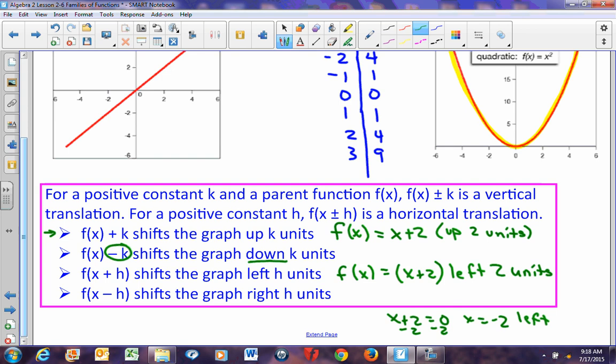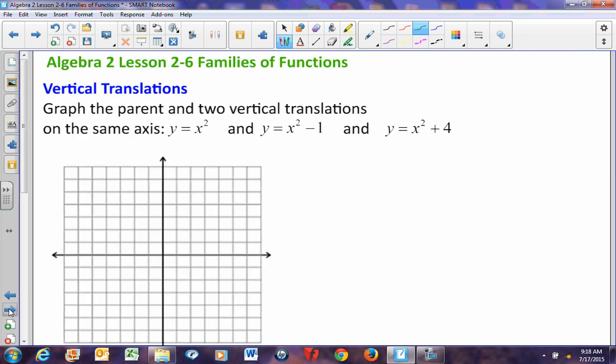Okay, these are important things to understand because they help you understand how to deal with moving graphs, translating graphs, without having to redo all the x and y tables. Okay, let's take a look at something. We're going to graph the parent function in 2 vertical translations on the same axis. Y equals x squared.